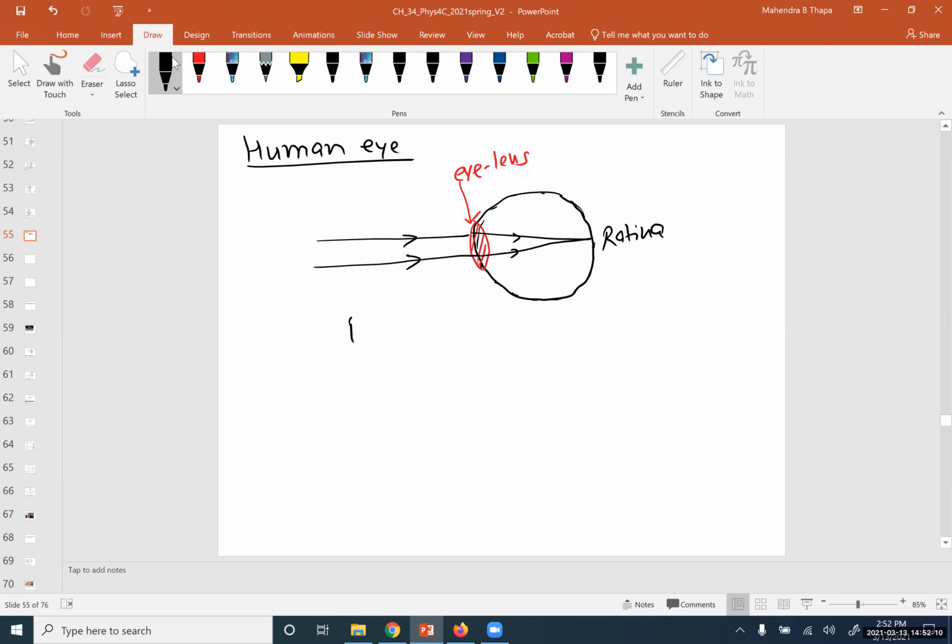So for a normal eye, the far point is infinity, which means the person can see the object at infinity.